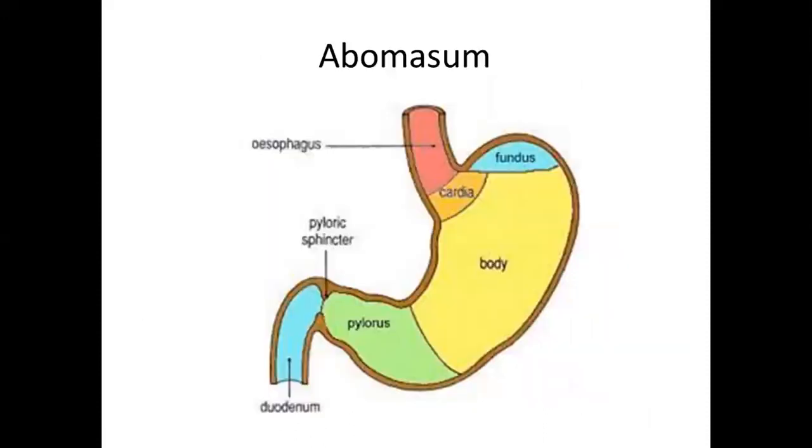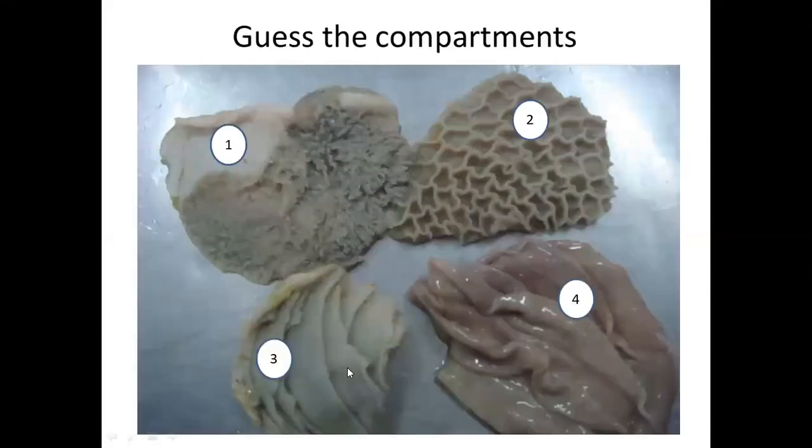The pylorus portion is the lower portion, as I said. This is the portion of the pylorus in the abomasum. Okay. And the compartments of the stomach look like this. You can easily identify them.